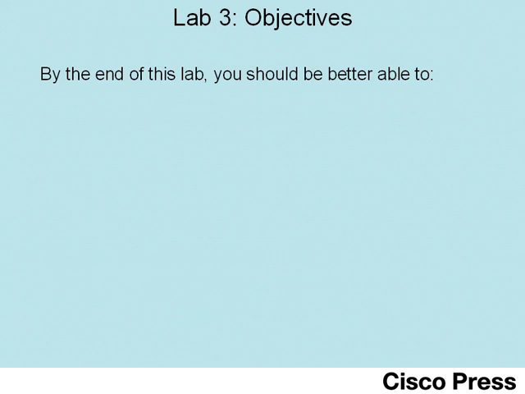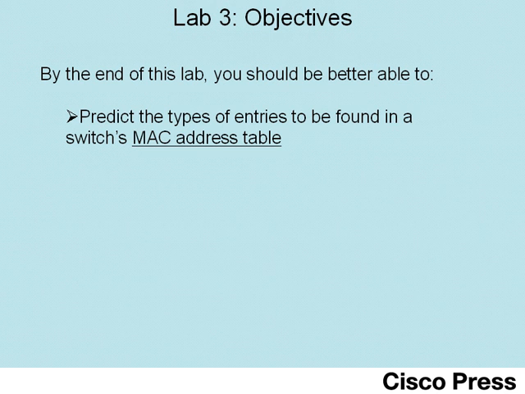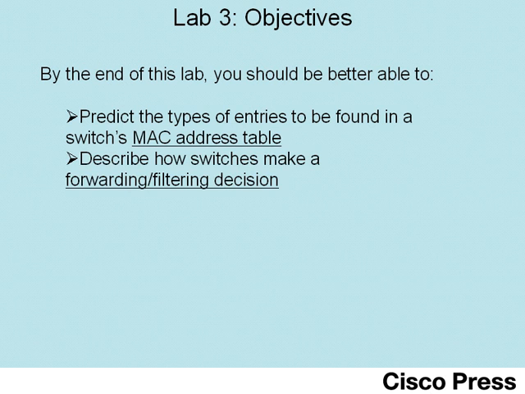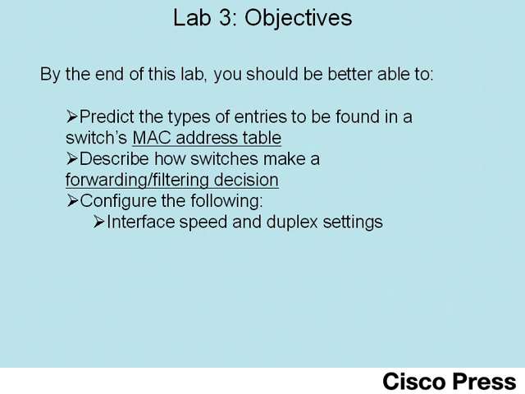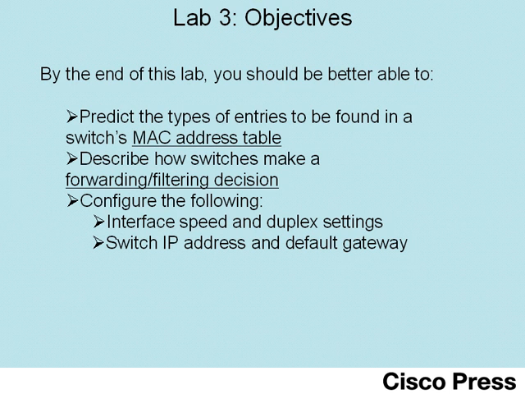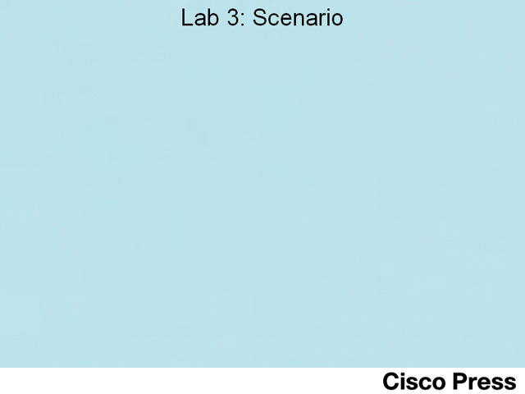Lab 3 covers three main objectives. The first objective focuses on the learning process by which a switch watches frames, learns MAC addresses, and adds entries to its MAC address table. The second objective relates to how a switch uses its MAC address table to decide where to forward a frame and where to not forward, or filter, a frame. Finally, the third objective covers some basic configuration on switches, in particular interface speed and duplex settings, as well as the IP configuration that's required so that the switch can be managed.